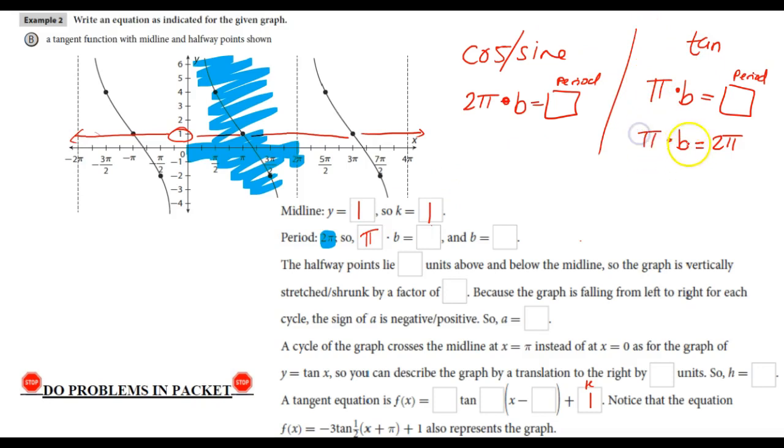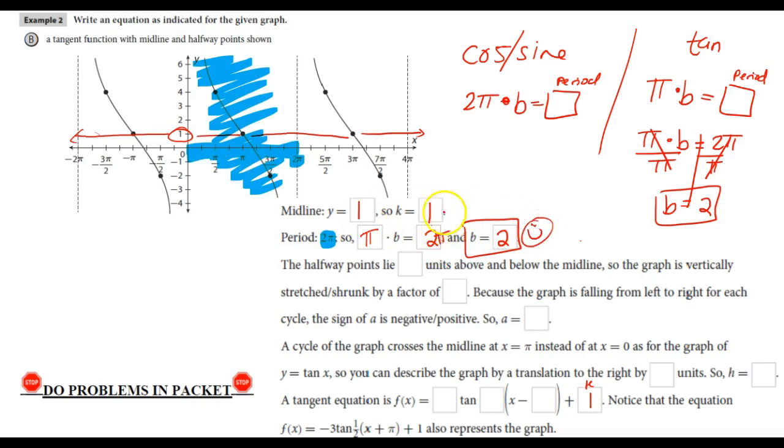All right, let's solve for b. What's the opposite of multiplying? Dividing, right? So that cancels out. That'll cancel out. And what's b equal to? 2. All right. So just keep that in mind. Yes. That'll be b equals 2. Yay. So we got our k value. We got our b value. Now we're going to figure out the next part.